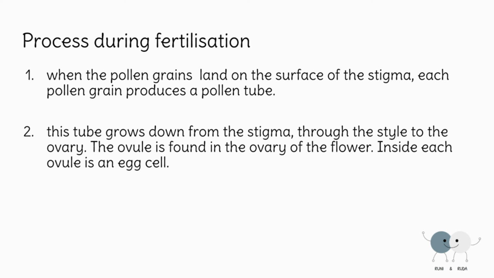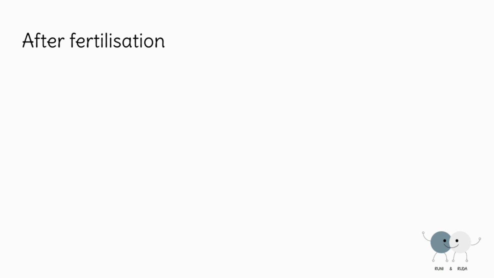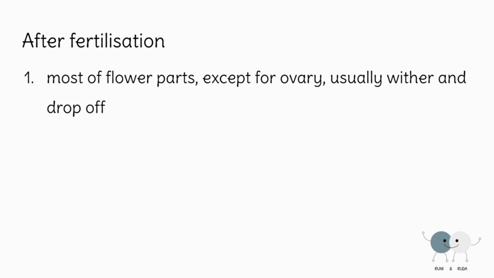The ovule is found in the ovary of the flower. Inside each ovule is an egg cell. When the pollen tube reaches the ovule, the male reproductive cell in the pollen tube fuses with the egg cell. After fertilization, most of the flower parts, except the ovary, usually wither and drop off.